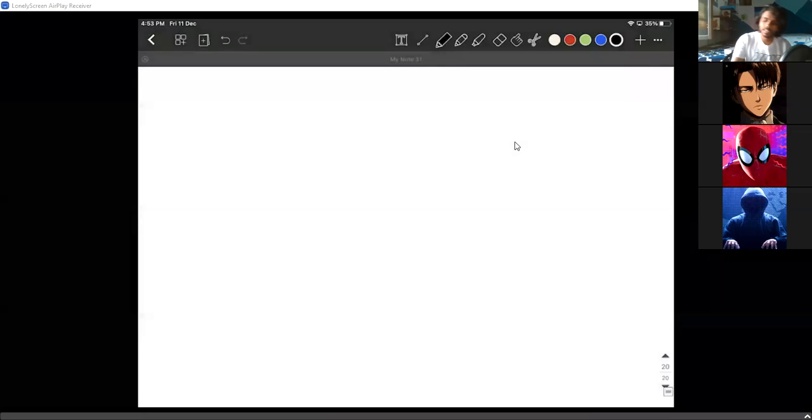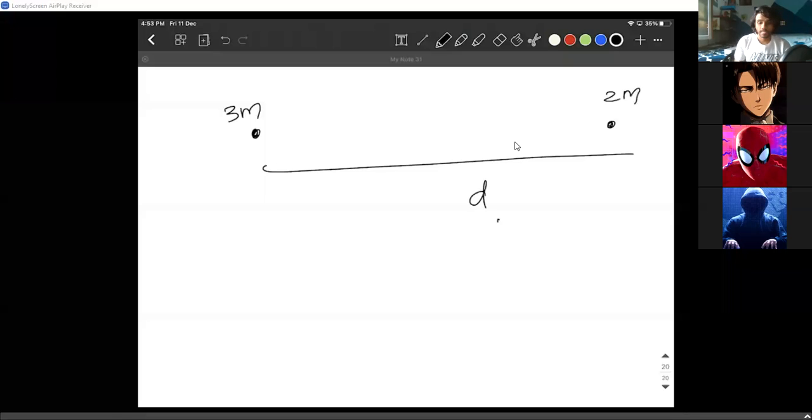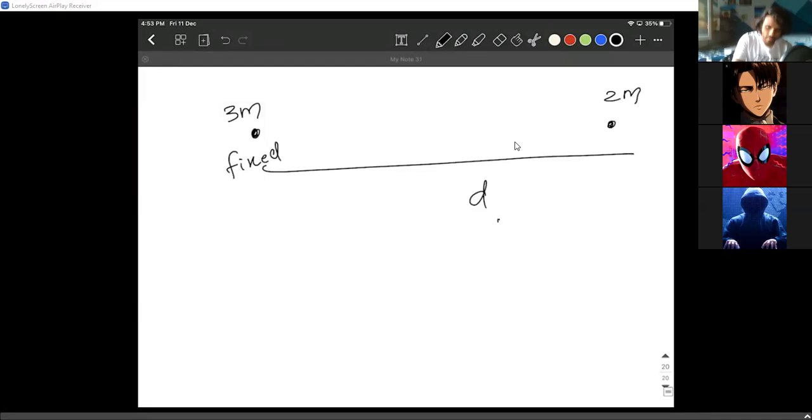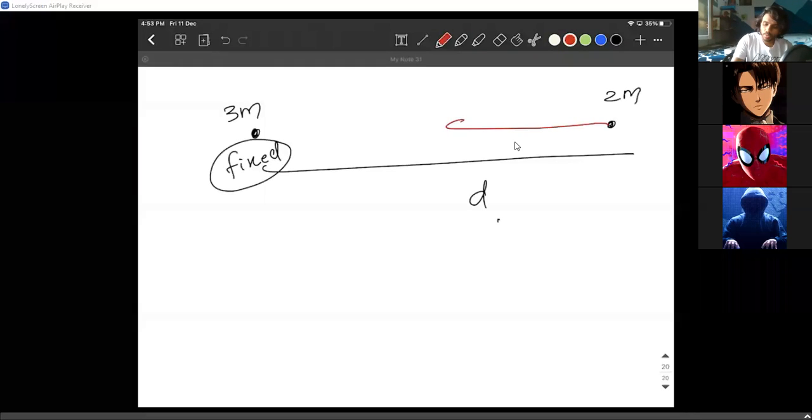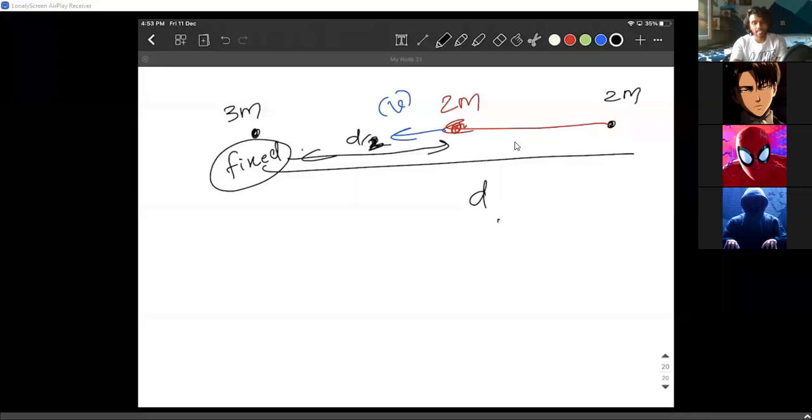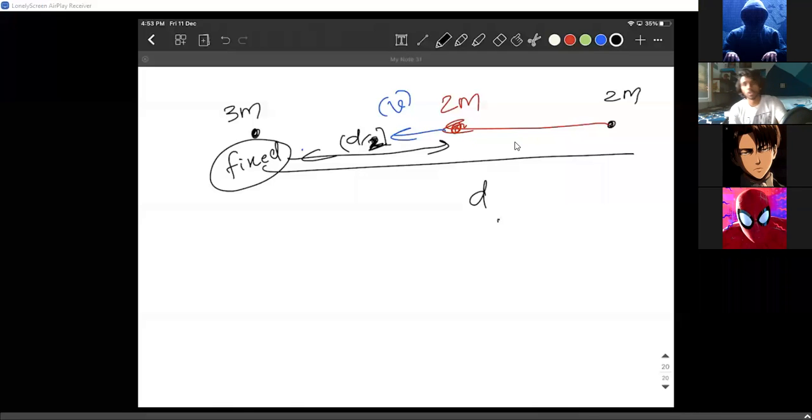All you need to do is simple problems like this. 3m mass, 2m mass, they are released at a distance d. This is fixed, so only the 2m mass moves. By the time 2m comes here, what is the velocity when they are at a distance d by 2? Can somebody tell me? One mass is fixed, the other mass is released and coming towards it. By the time they are at a distance d by 2, what is the velocity? How do you do it?